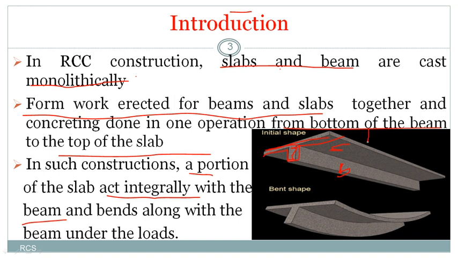What happens then? If you apply any kind of load over the beam, that is, over this monolithic structure, and the beam bends in this direction, the slab also bends in this direction. The same thing we see here in the bent shape. As these two are a monolithic construction, the beam bends in this fashion and in the same fashion our slab also bends. This is called T-beam action. What do you mean by T-beam action? If the beam bends and the slab also bends in the same direction, that is called T-beam action.